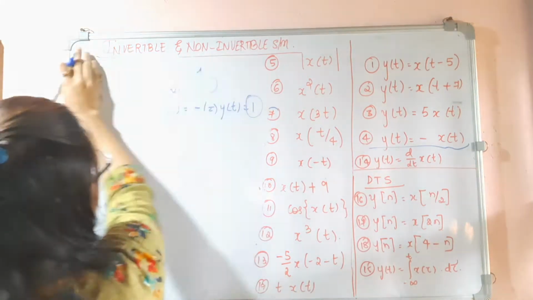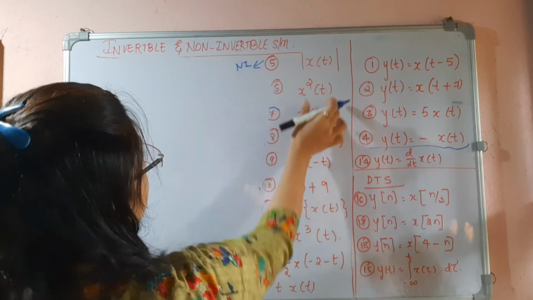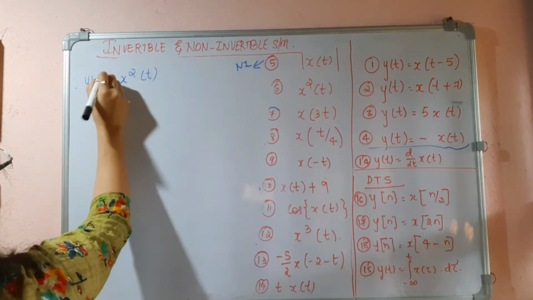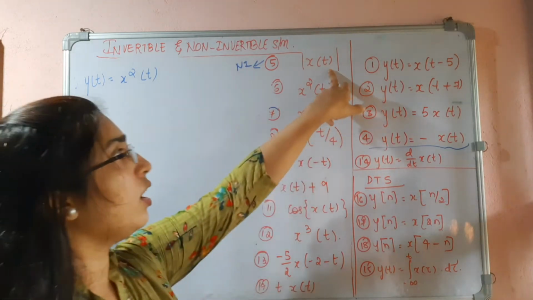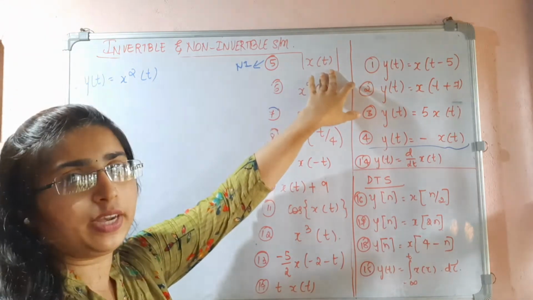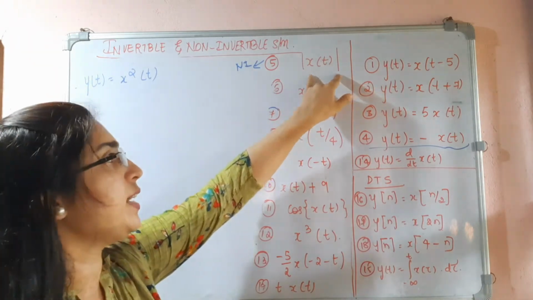Next is x square t. What about y of t equal to x square t? See, this is non-linear, which means it is not a linear time invariant system. Because it is non-linear, it does not come under LTI systems.